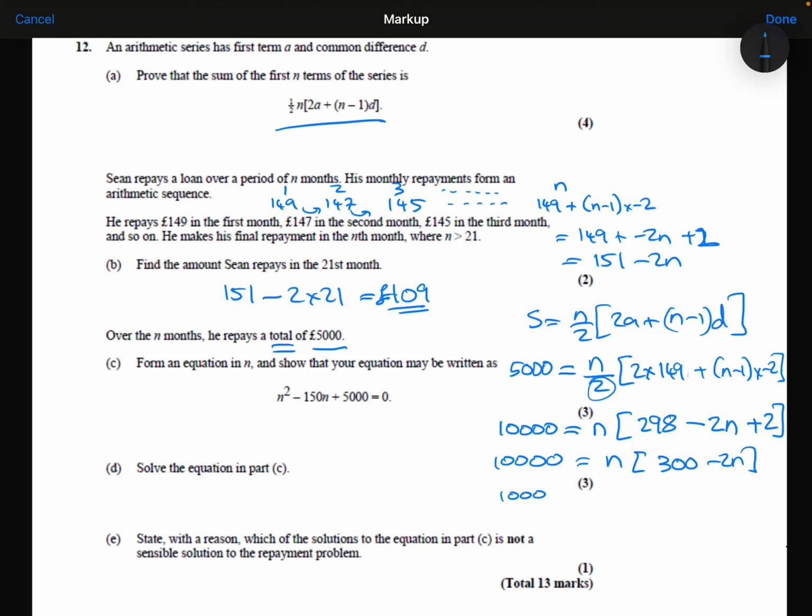Expanding those brackets, and now moving everything over to the left-hand side, 2n squared minus 300n plus 10,000 is equal to 0. And dividing through by 2, we get n squared minus 150n plus 5,000 equals 0. And that's what we needed to show.